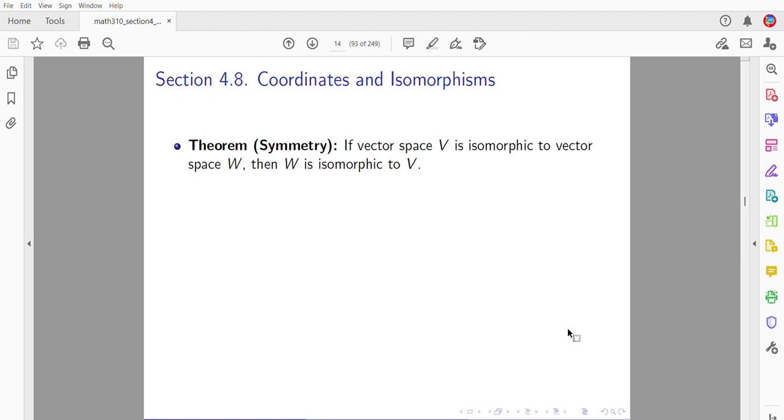Okay. Symmetry. This theorem is called symmetry. If vector space V is isomorphic to vector space W, then W is isomorphic to V. Suppose vector space V is isomorphic to vector space W. Well, let's continue in the next video because this is a subtle theorem.